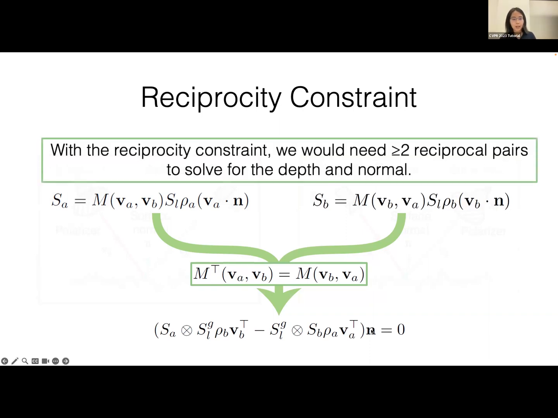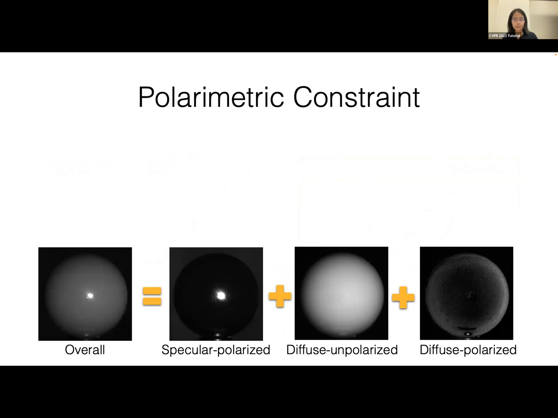So we further show that with the polarimetric constraint, with the transpositional reciprocity constraint, we only need two reciprocal pairs to solve the depth and normal of the surface that we are imaging, versus the standard method needs at least 3 more images. So then let's see why we can do this, and how we can integrate the polarimetric constraint, which is the relationship between the angle of polarization and surface normal.